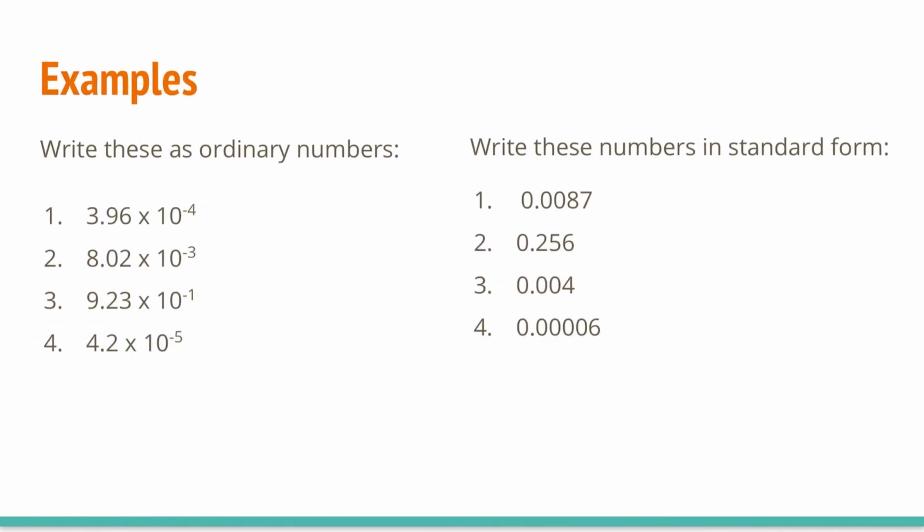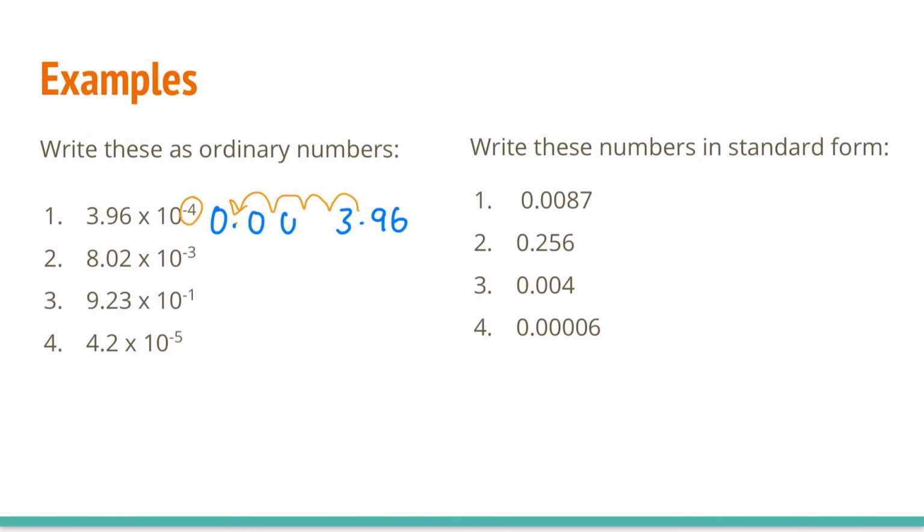The next one, if I'm writing it in standard form again or as an ordinary number, if you have a negative power, it represents a very small number. So 0.00 something. So in this case, you're moving your decimal place 4 times to make the number smaller. So I'm starting with 3.96. I'm moving the decimal place 4 times, 1, 2, 3, 4. So I'm going the opposite way this time.